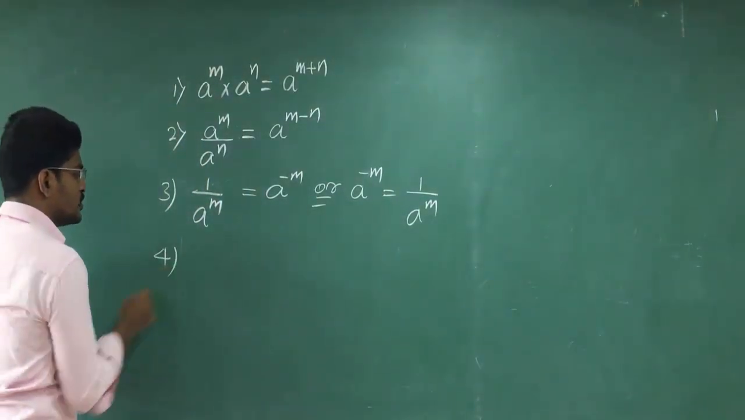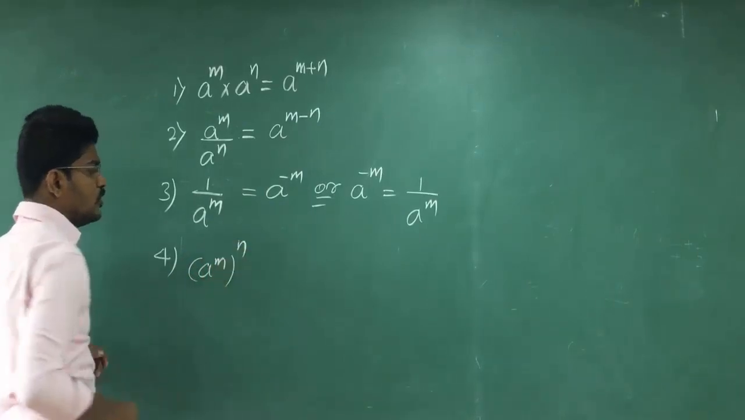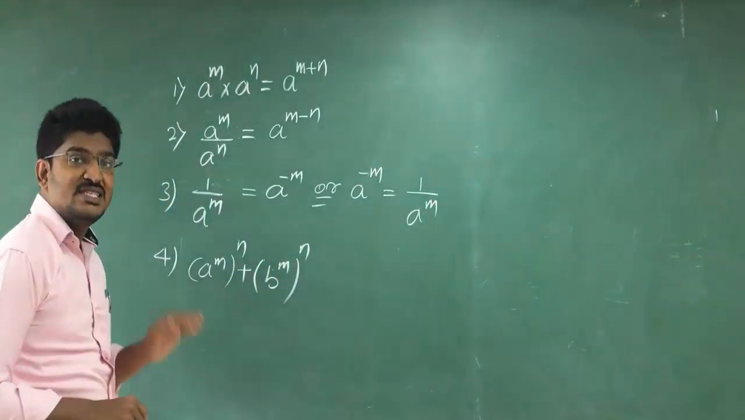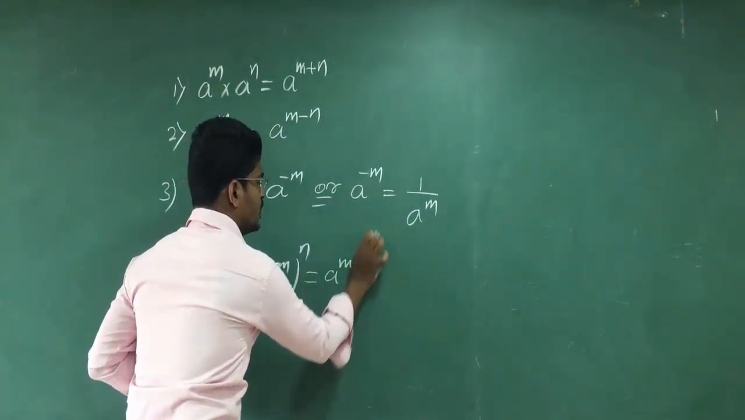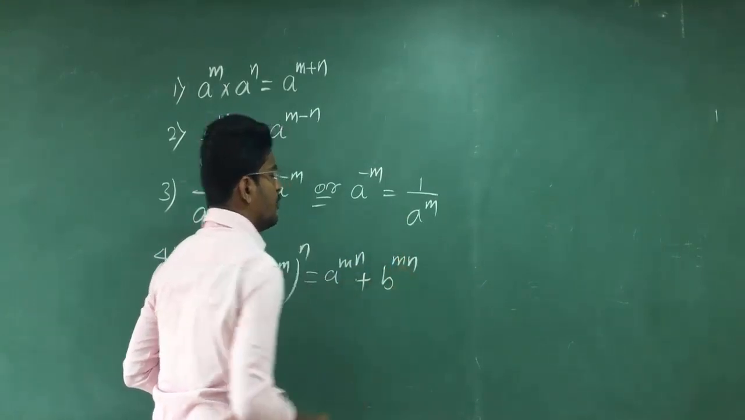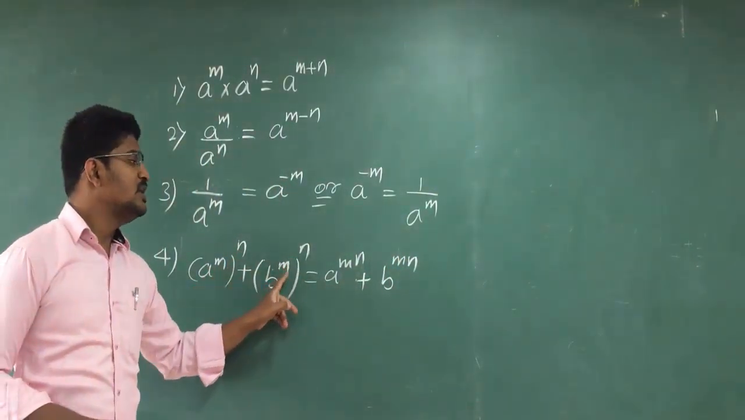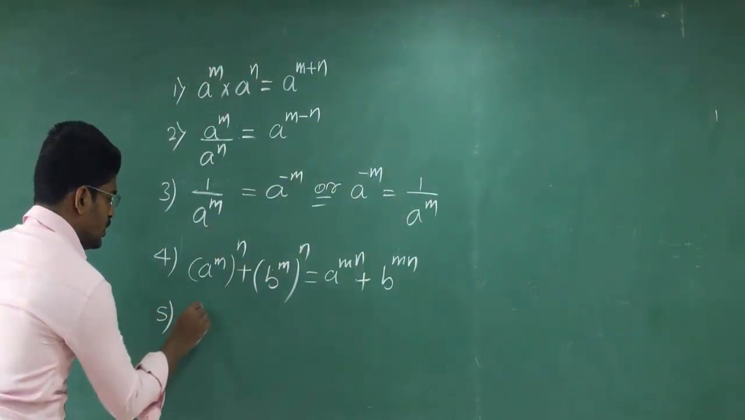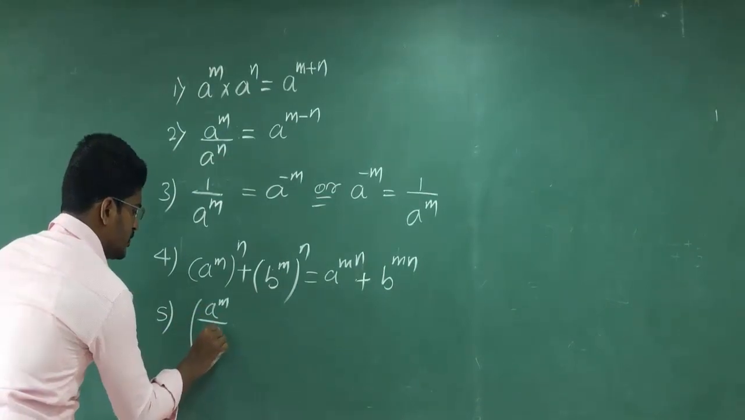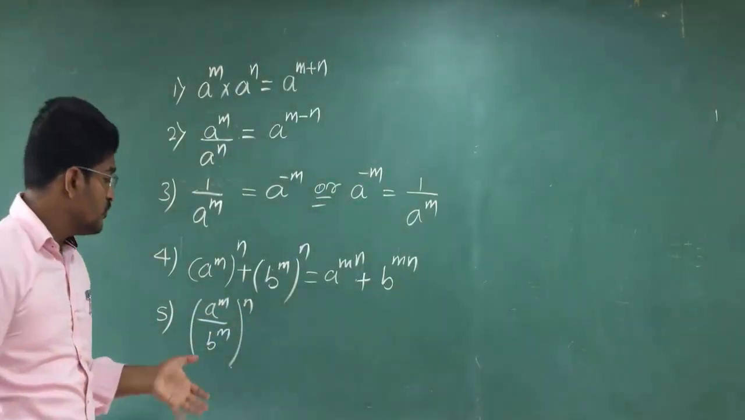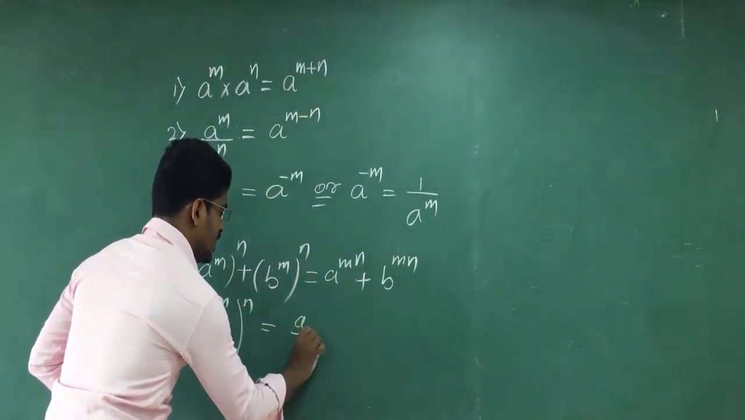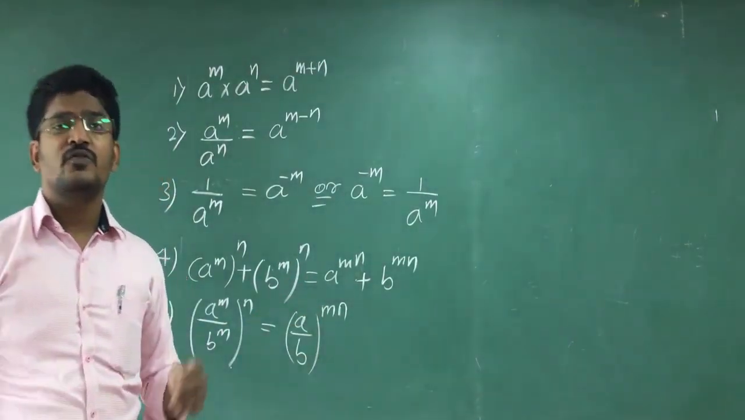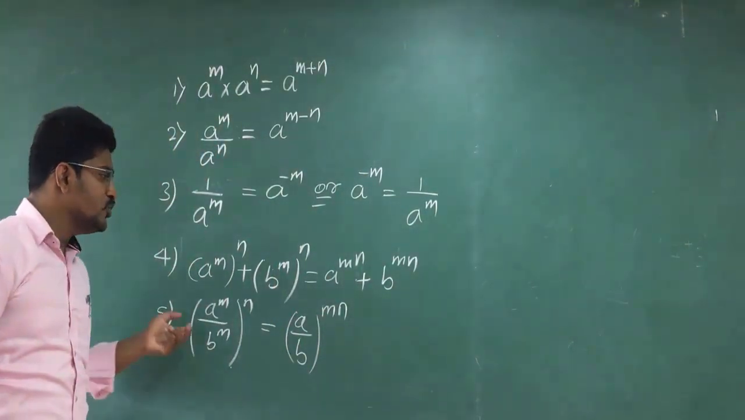Clear? Next, fourth one. If you have a to the power of m whole to the power of n, and b to the power of m whole to the power of n, this can be written as a to the power of mn and b to the power of mn. Clear? That means these two terms can be multiplied. Are you clear? Okay. So next, the fifth one, a to the power of m divided by b to the power of m whole to the power of n. If you have this term, this can be also written as a by b whole to the power of m into n. Clear? So these things you must remember.